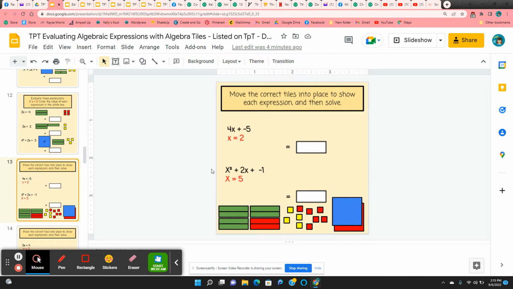And this time when they get to 13, again, they're going to move the tiles into place. So they're going to show the expression with tiles, evaluate it when x equals 2, and then type the answer in here.